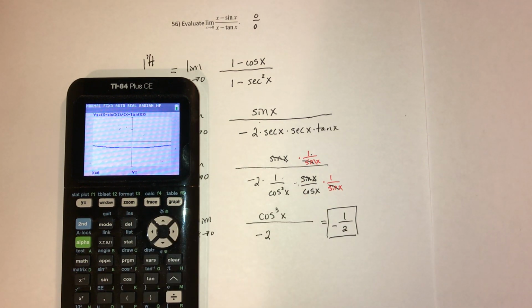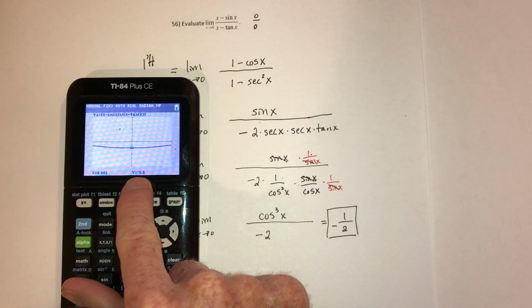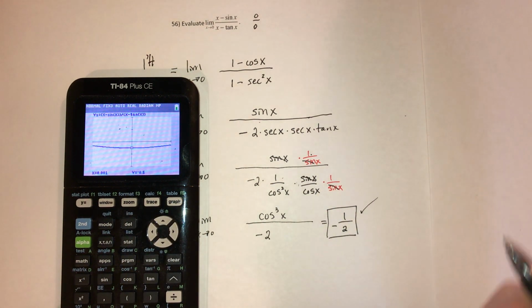I could even double check by taking a number that is close to 0, like 0.001, plug it in, and it says you should be getting y equals -1/2. So then this gets a check mark.